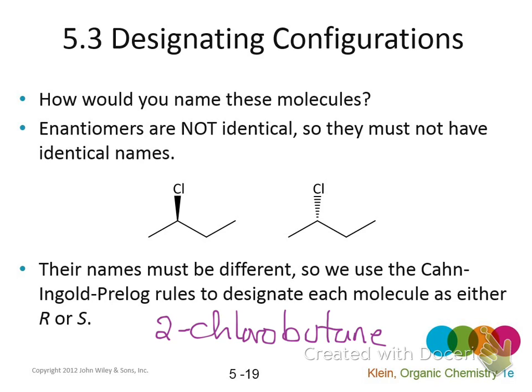Well, that doesn't sound right, does it? Both of these are called 2-chlorobutane. That can't be right, because in nomenclature you have to have a way to distinguish one from the other. So what we're going to be doing is learning how to distinguish the R. Remember we talked about R and S? We're going to learn how to distinguish the R from the S. We'll do that on Tuesday.